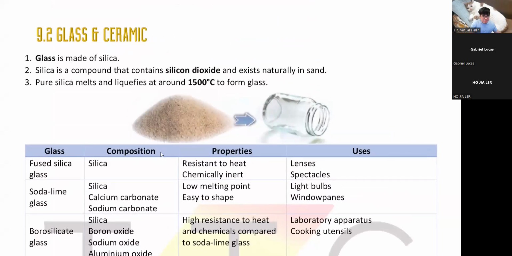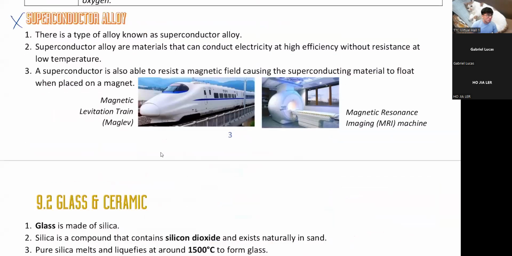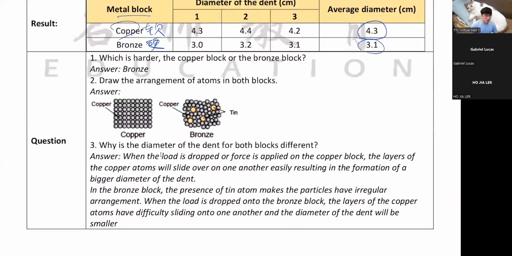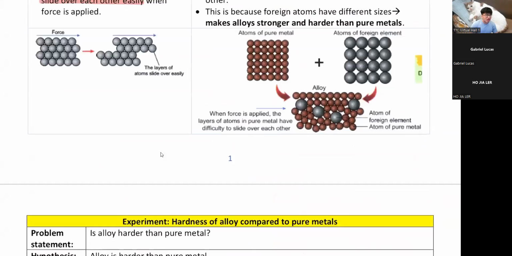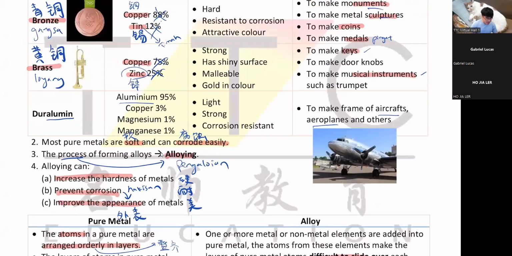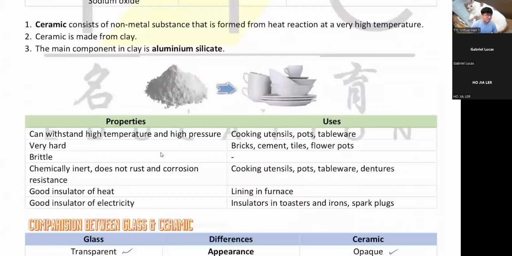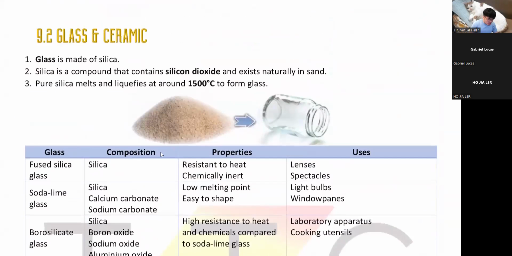As I said last week, Jella, did you receive my video last week? I think I sent it to you, right? Okay, good. Our alloy is the most important thing in this chapter. But for glass and ceramic, please don't pay too much attention here because it's not really coming out. But it's good to learn.